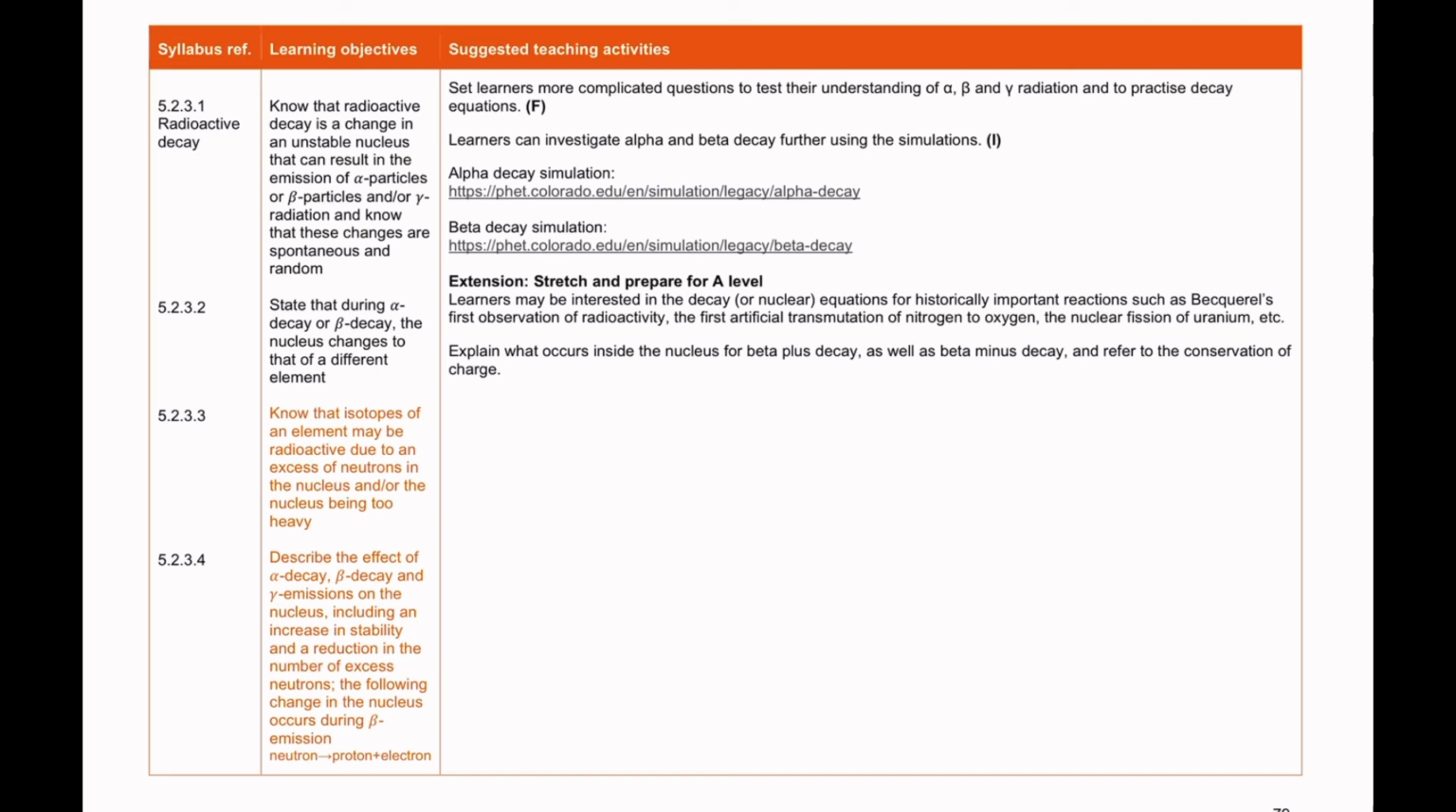Describe the effect of alpha decay, beta decay, and gamma emissions on the nucleus, including an increase in stability and a reduction in the number of excess neutrons. The following change in the nucleus occurs during beta emission: a neutron breaks up into a proton plus an electron.